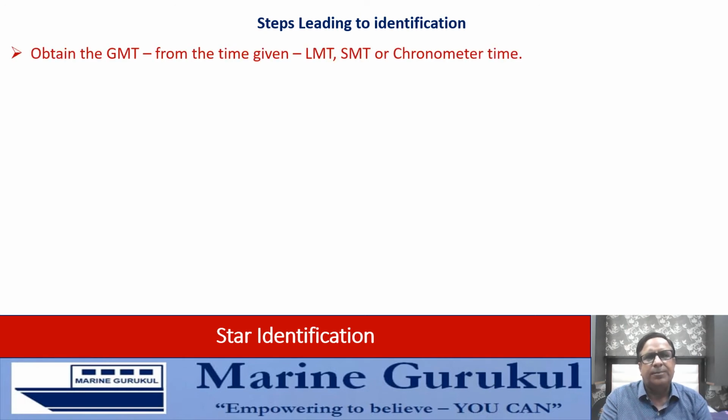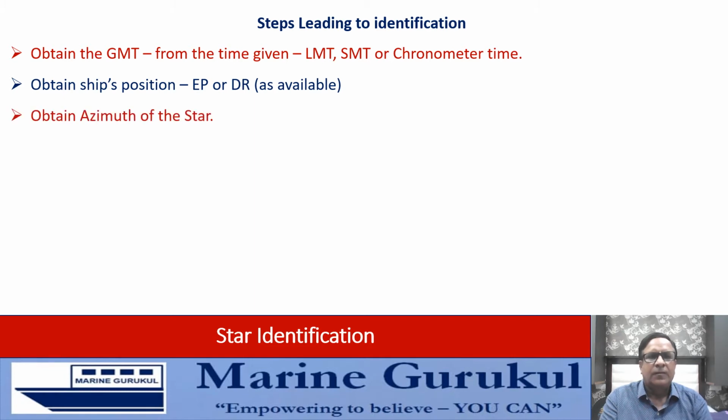Now, first thing is based on the time, whatever is available to us, which could be LMT, SMT, or chronometer time, we need to convert that and obtain the GMT. Next is we need ship's position. As far as exams are concerned, this shall be part of the question. On board the ship, you can work out the EP or DR as applicable. Then we need to have the azimuth of the star, which shall be part of the question in exams. On board the ship, you can take the bearing of the star and that shall be the azimuth.